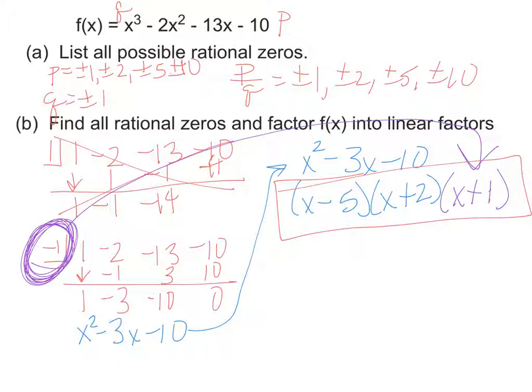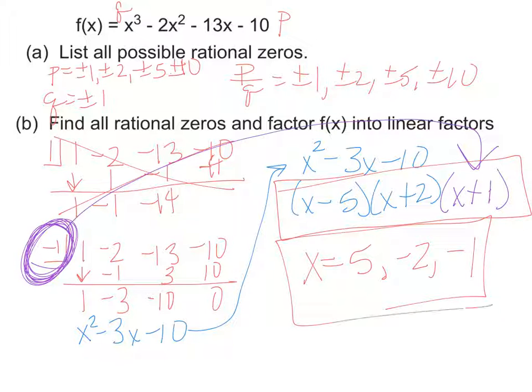Now I want to have the zeros. So remember, they're the exact same thing, but here the zeros are going to be 5, negative 2, and negative 1. So we now have our zeros and we have our factors because they're the same thing, just in a different form. Great. Nice job.